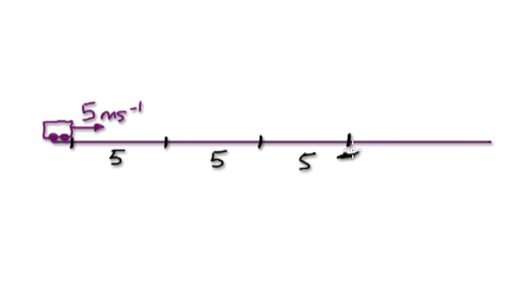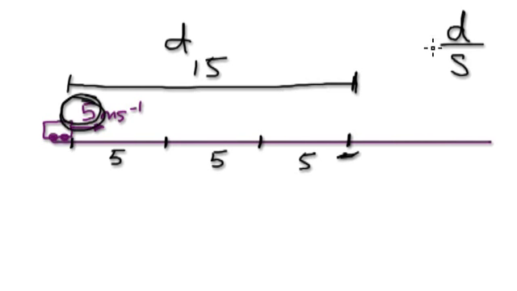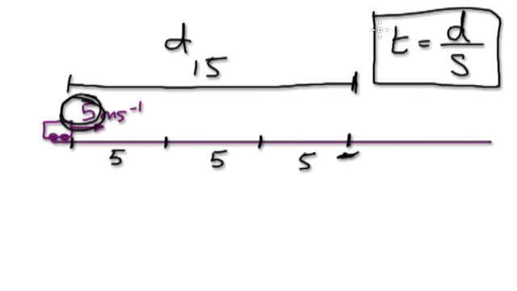Now, if I were to ask you, how long will it take to travel a distance of 15 meters, traveling at 5 meters per second? Then you would just get, let's call this d, the distance divided by the speed. Okay, that would then give you the time. In this case, it would be 3 seconds.